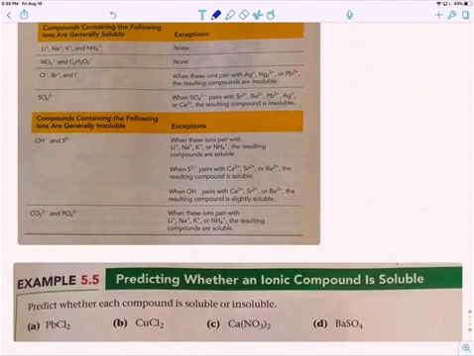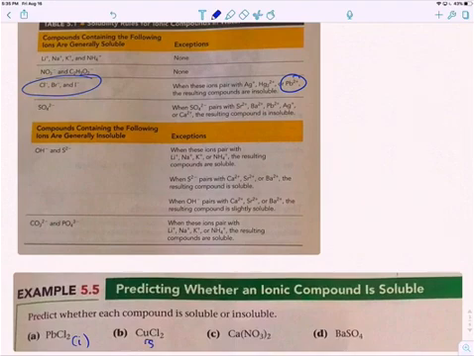Lead chloride. So chloride here, they tend to be soluble, with the exception of lead. So because of this, lead chloride is going to be insoluble. Do you see that? Chlorides tend to be soluble, but lead's an exception to that. So because of that, it is insoluble. Copper chloride. So chlorides tend to be soluble. Copper is not an exception. So copper 2 chloride is in fact soluble.